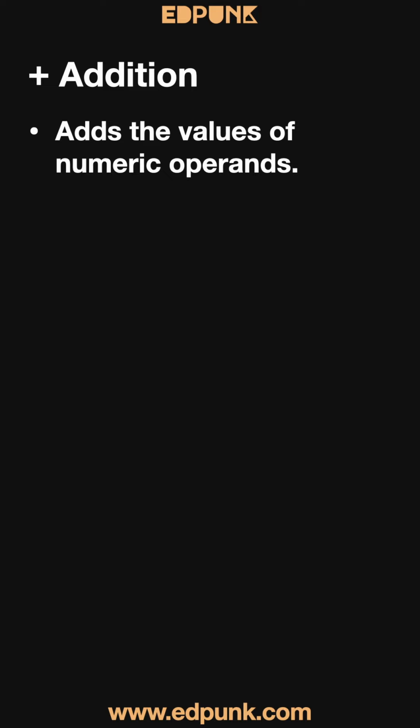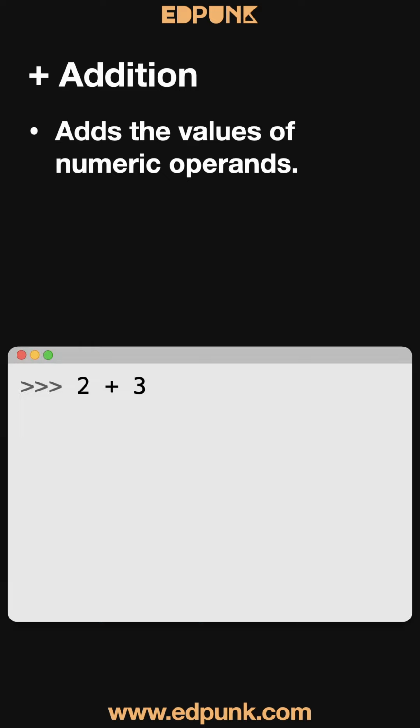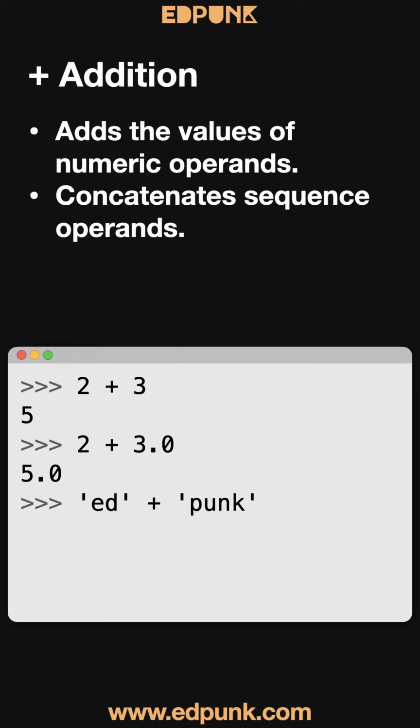The values of numeric operands can be added using the addition operator. For example, 2 plus 3 returns 5. On adding an integer 2 to a floating point number 3.0, we obtain a floating point number 5.0. In case of string operands, the addition operator joins the strings. For example, 'ed' plus 'punk' results in the concatenated string 'EdPunk'.